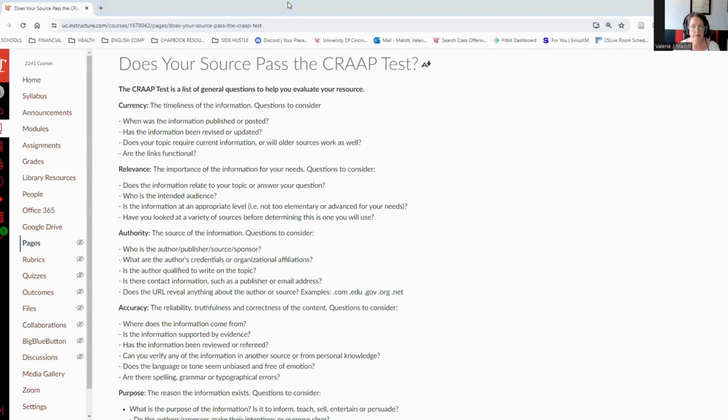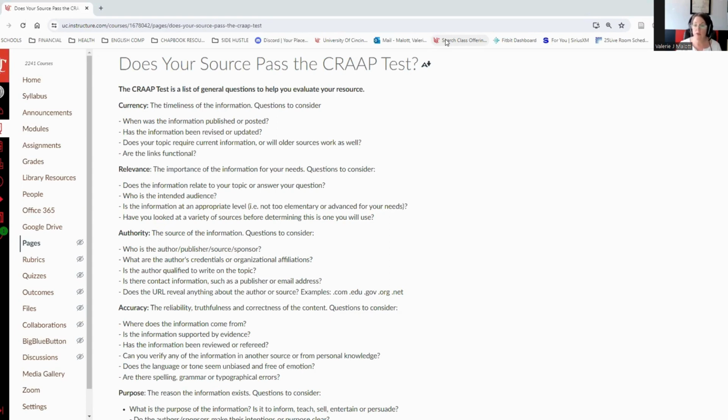And is the author qualified to write on the topic? Other things that can help with authority is if there's contact information on that page somewhere. It could be an email address, phone numbers, that kind of thing, publisher address. And does the URL reveal anything about the author or source?